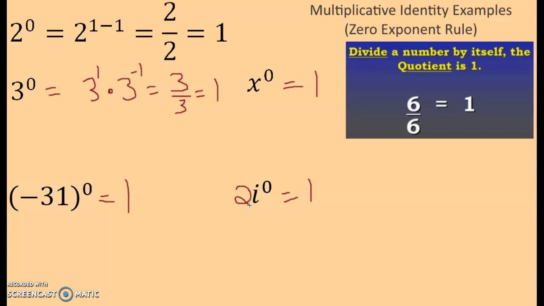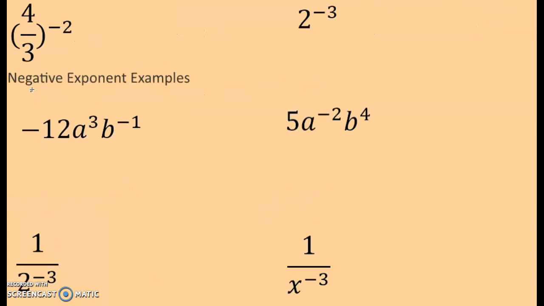Also, if you had something like a 2 in the front, that would be 2 times 1, and that's 2. Now let's look at some negative exponent examples. So we have 4 divided by 3 to the negative 2nd power. What we want to do here is first distribute the negative 2 into each base. So you have 4 to the negative 2 over 3 to the negative 2.